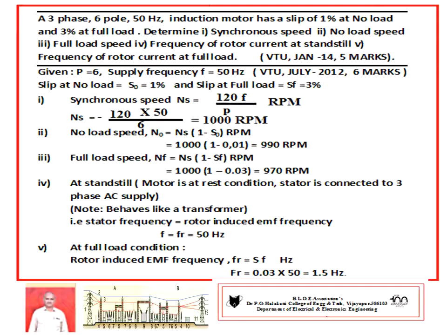The number of poles is given as 6, supply frequency is given as 50 Hz. Slip at no load, I can write S naught. Slip at no load S naught is 1% or 0.01 fractional value. Similarly, slip at full load SF is 3% or in fractional value 0.03. You write down all data, understand step by step. Number 1, synchronous speed Ns equal to, as usual, 120 f by p. You substitute the values, we are going to get 1000 rpm.